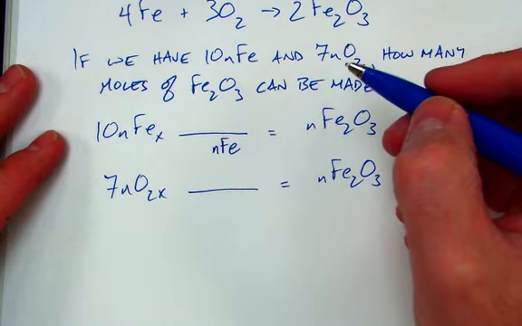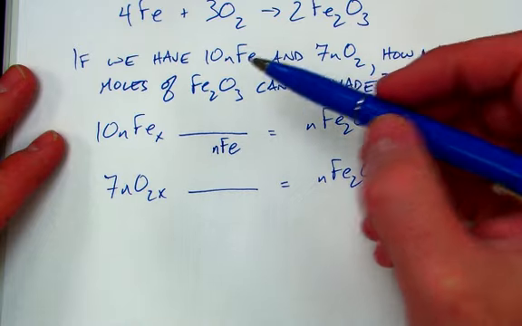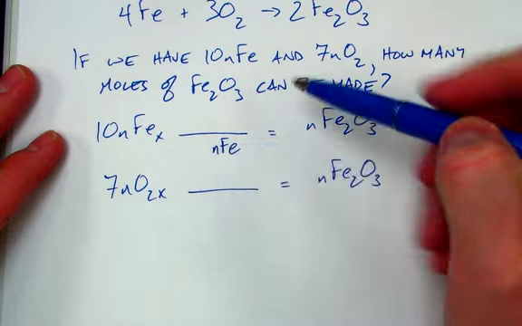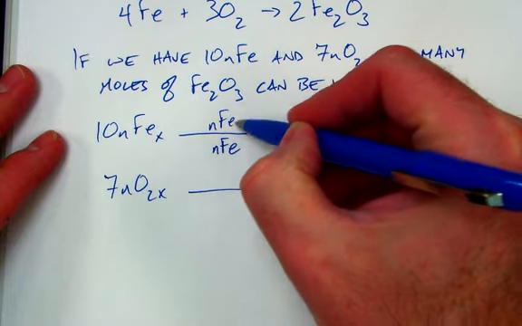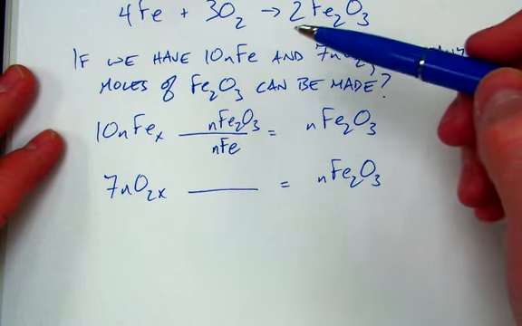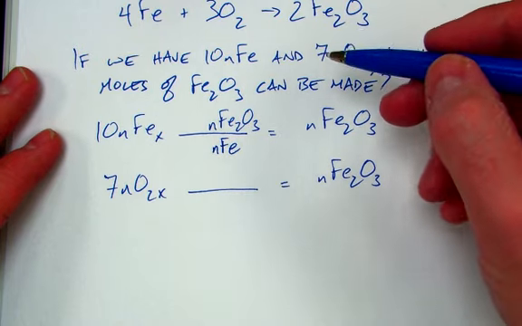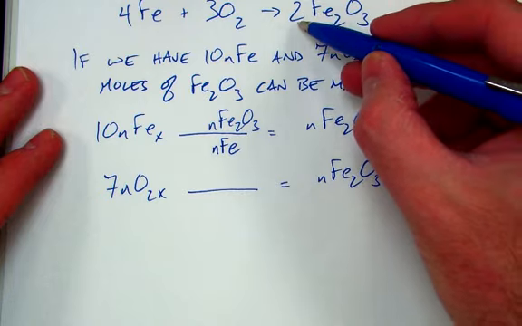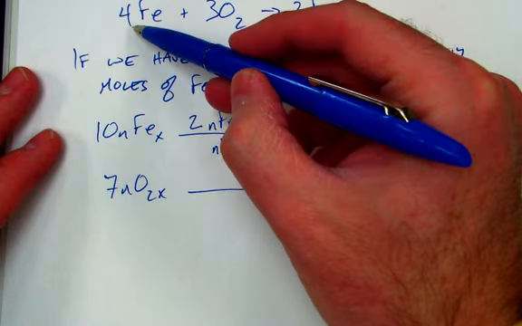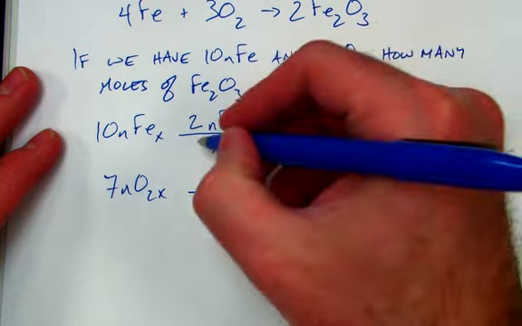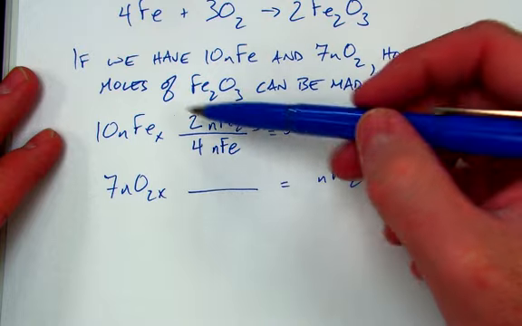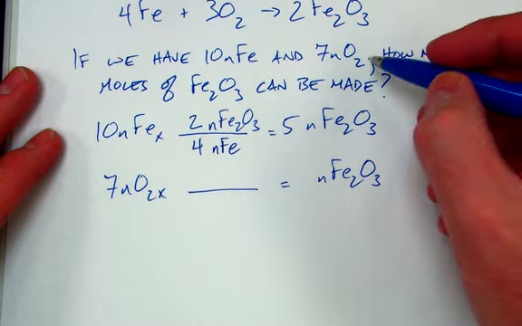All right, so we have moles of Fe on the bottom, and we're going to put moles of Fe2O3 on the top. And again, when we're converting moles A to moles of B, the only place we see those related to each other is the equation. So from the equation, I'm going to put a 2 in front of moles of Fe2O3. And for Fe, we're going to put 4 down the bottom. So this should work out to about 5 moles. All right, 10 times 2 divided by 4, you can reduce.